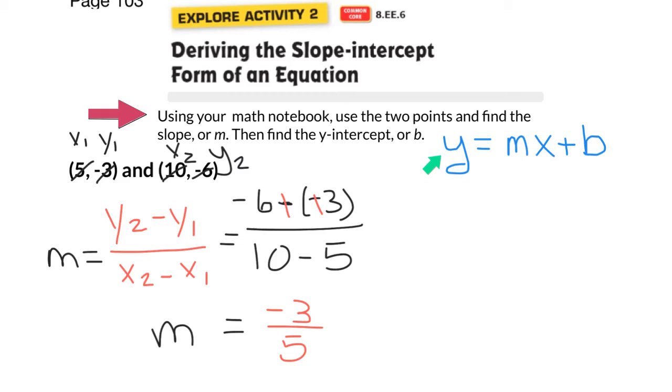You were just introduced to this equation, and I'm asking you to find b, the y-intercept. M is slope.